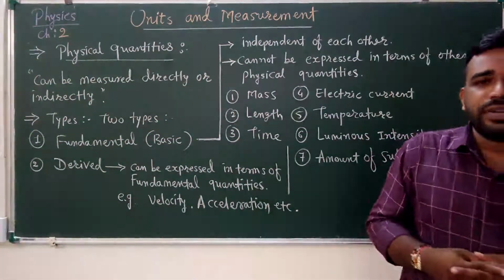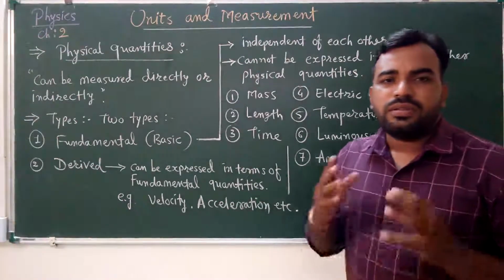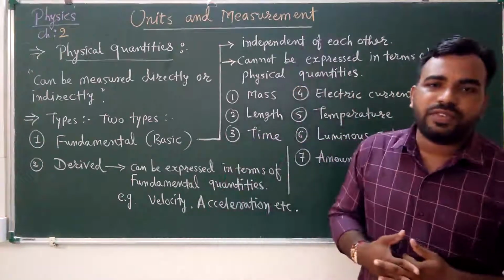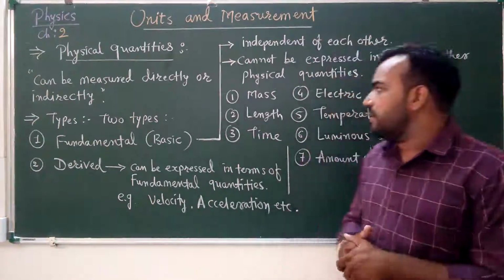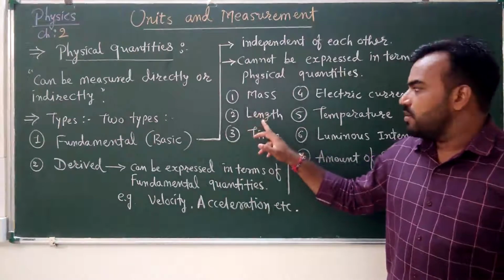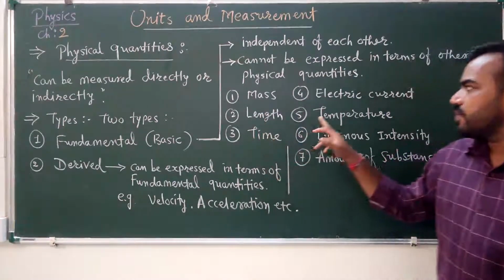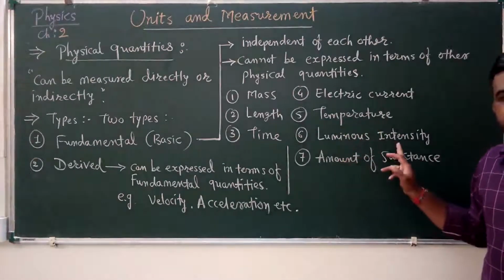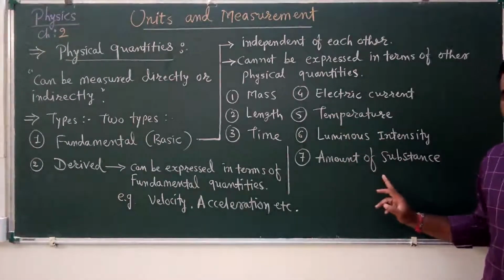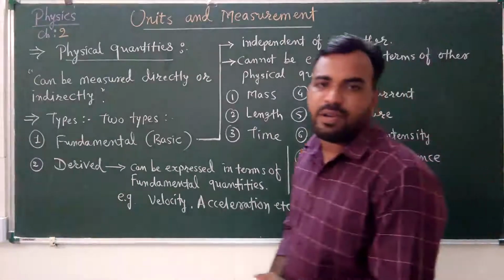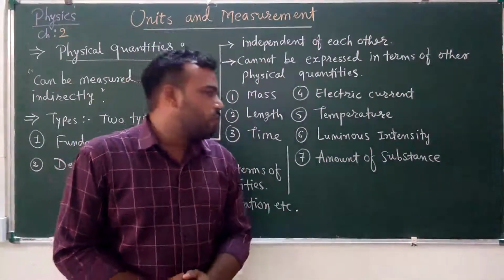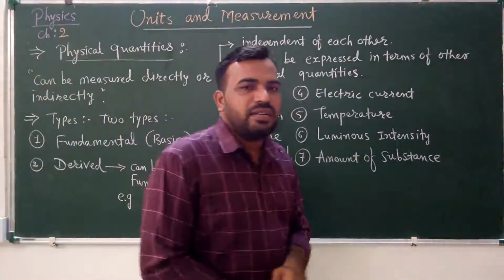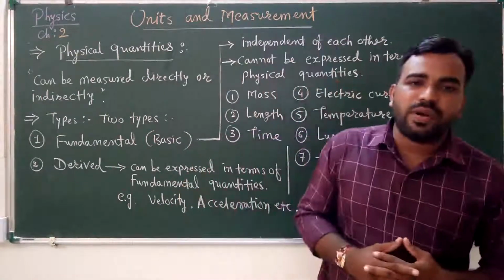And dear students, we have 7 fundamental physical quantities. And these are mass, length, time, electric current, temperature, luminous intensity, and last one, amount of substance. So dear students, these 7 are the fundamental physical quantities.